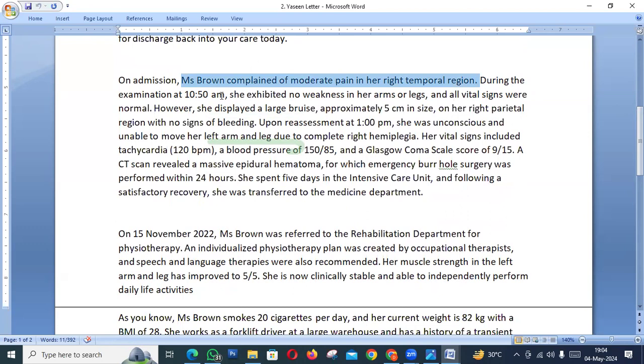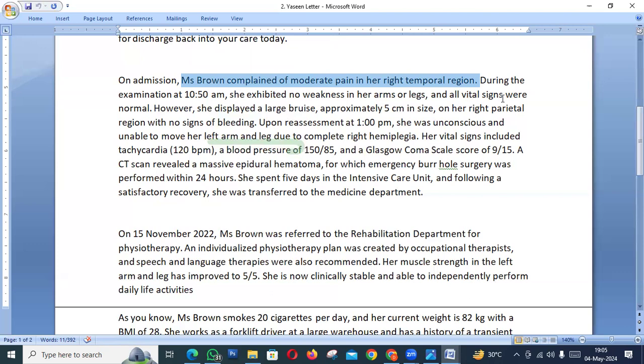During the examination at 10:50 a.m., she exhibited no weakness in her. No, he is not saying anything about weakness at that time. Hemiplegia is not mentioned anywhere, okay? Loss of consciousness is not mentioned. So skipping a lot of information in first visit, okay? And time is not mentioned, date is not mentioned, okay? During the examination, at this time, she exhibited no weakness in her arms or legs. There is no mention she had weakness, and now we're saying she has no weakness. Okay, you can see how we make things confusing.